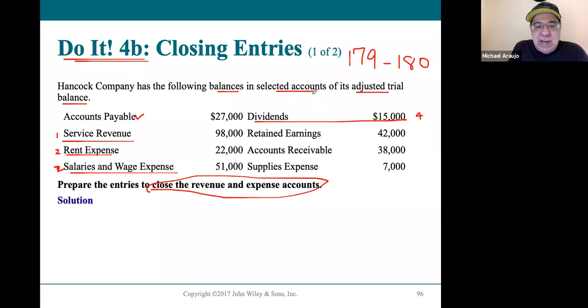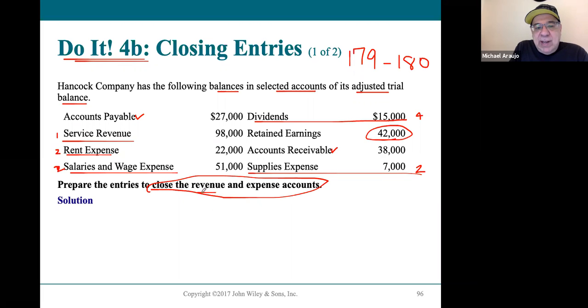Retained earnings is not really part of the closing entries per se, but this balance will change once we add the net income and subtract out the dividends. Accounts receivable is an asset account. Asset accounts are not part of this process, but expense accounts are. So this is also going to be part of the second process.